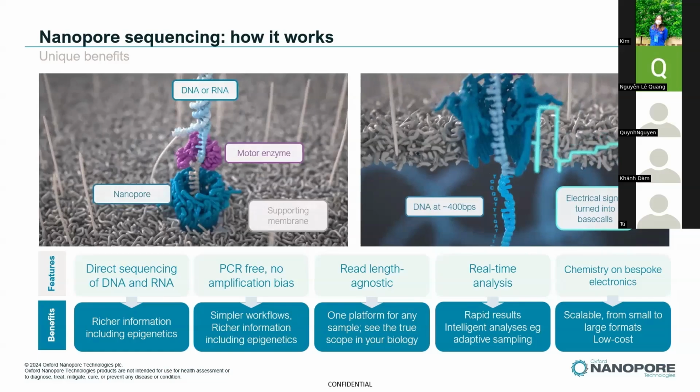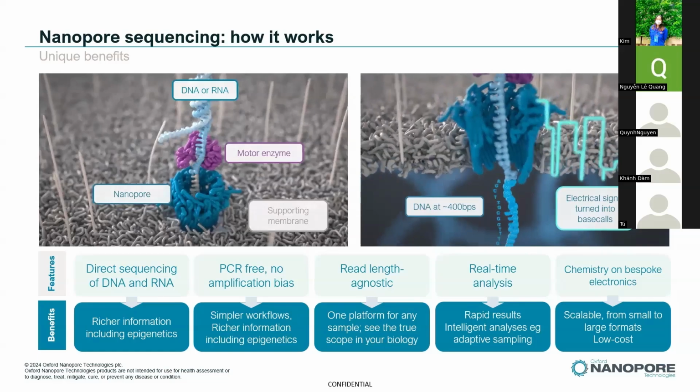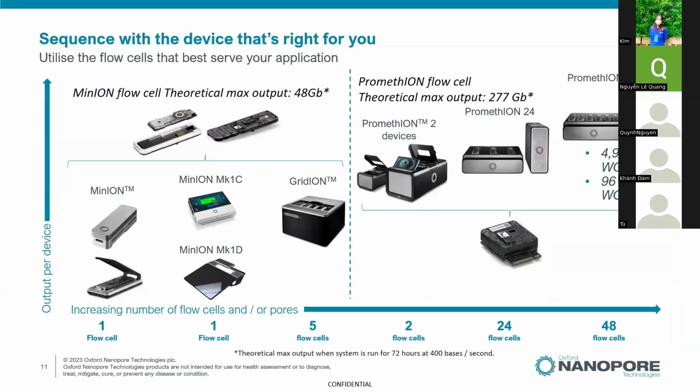So in this slide, this is a summary of the relationship between our flow cell and device. Here on the left-hand side, the MinION and GridION devices run two types of flow cell: Flongle and MinION flow cells. The MinION flow cell has a theoretical maximum output of 48 gigabases, and the scientific community has constantly been working towards this theoretical maximum.